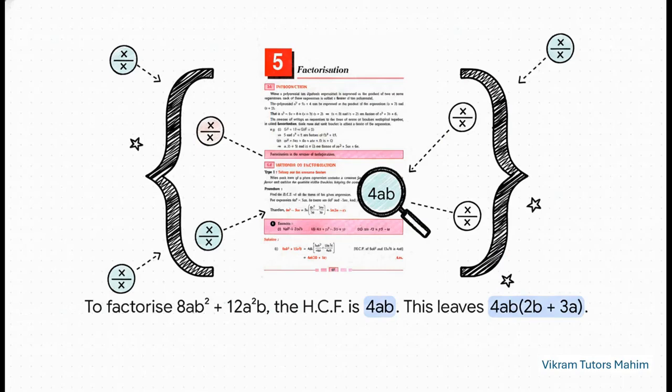So let's take a look at this example here. We've got 8ab squared plus 12a squared b. So what goes into both? Well, 4 goes into 8 and 12, and they both have at least 1a and 1b. So the HCF is 4ab. You just pull that out front, outside the brackets. Then to figure out what's left inside, you just divide each of the original terms by that 4ab. It's a really simple but super powerful first step.